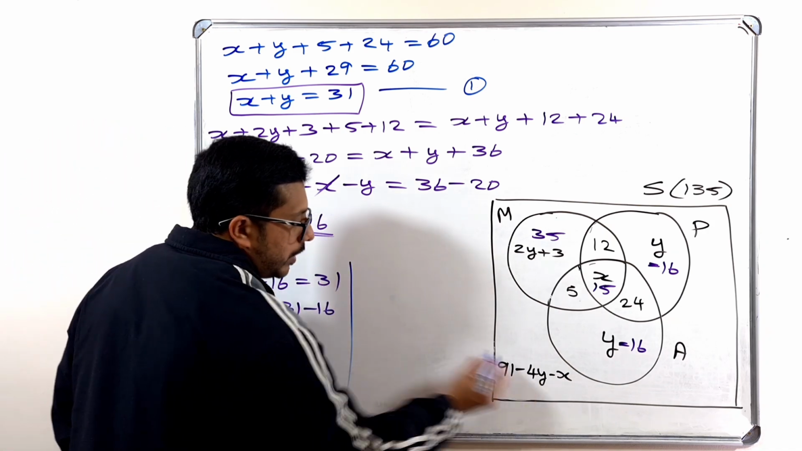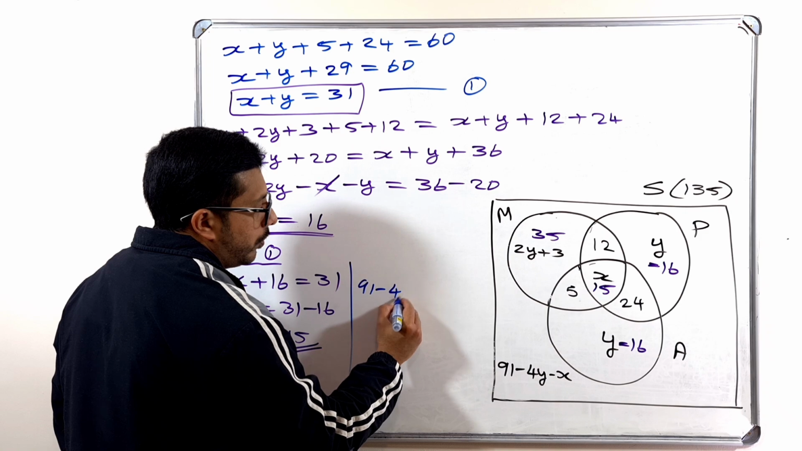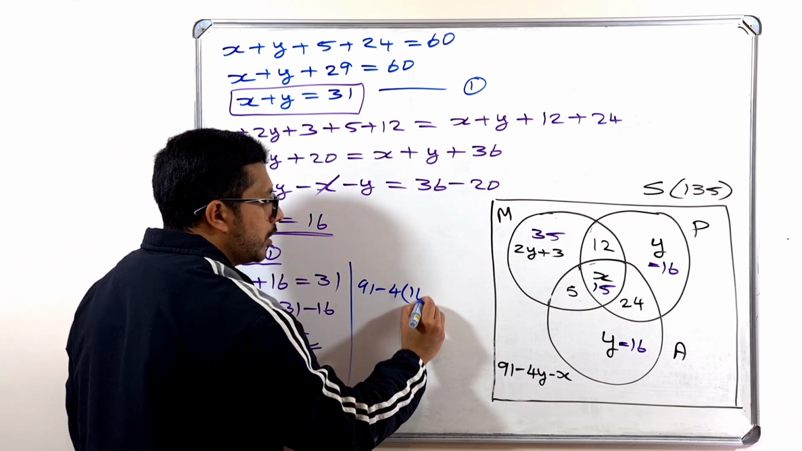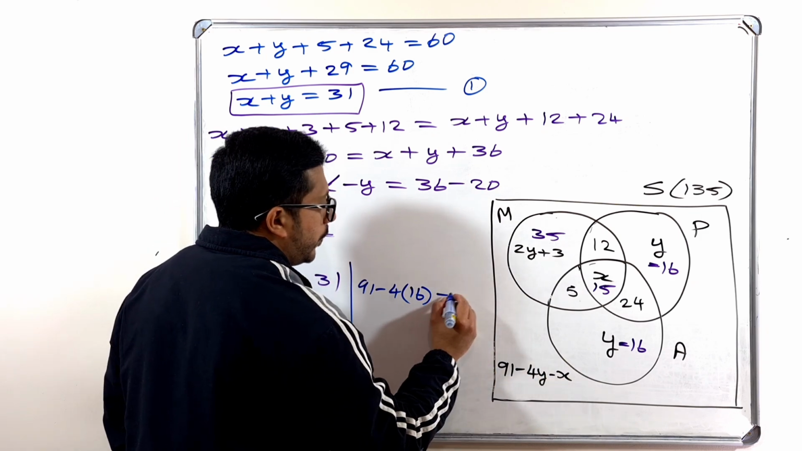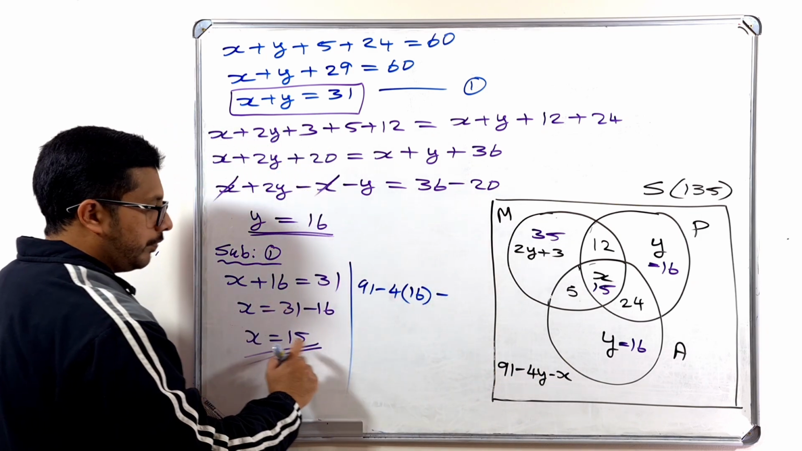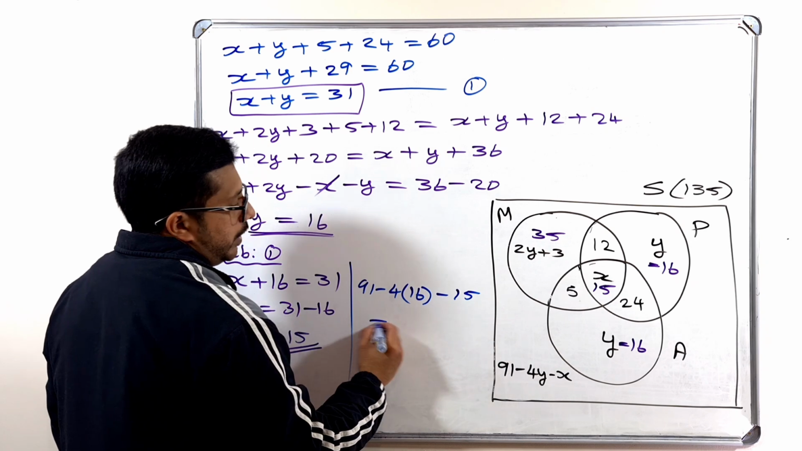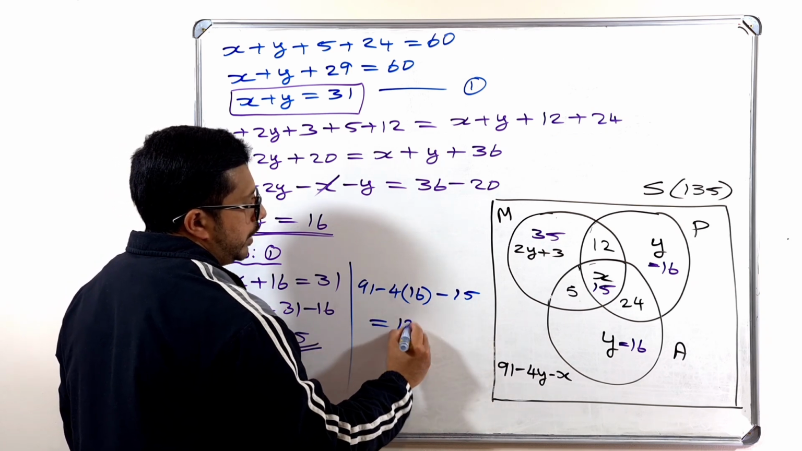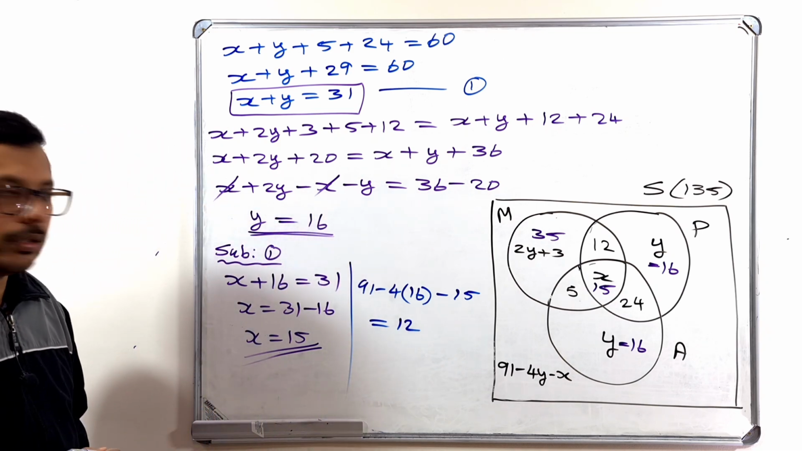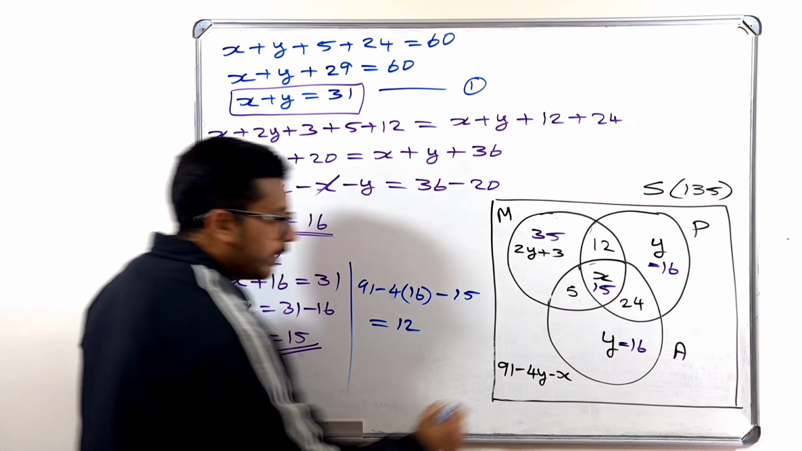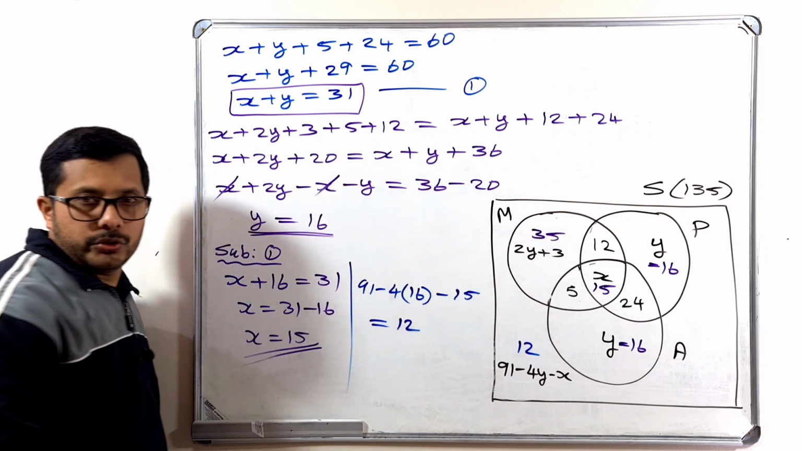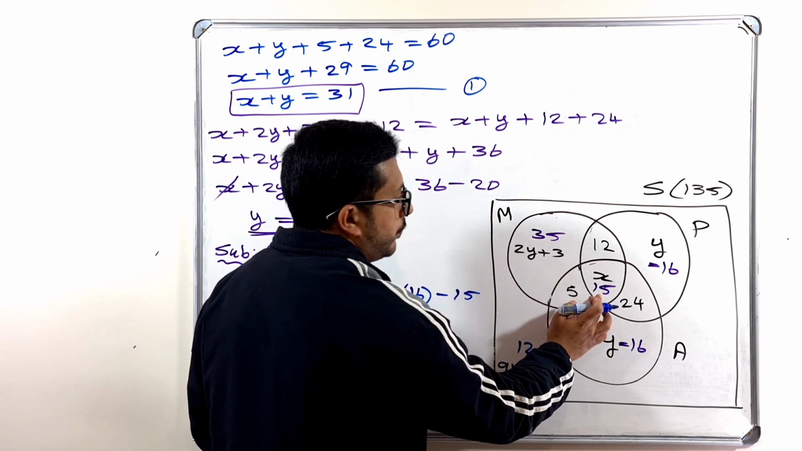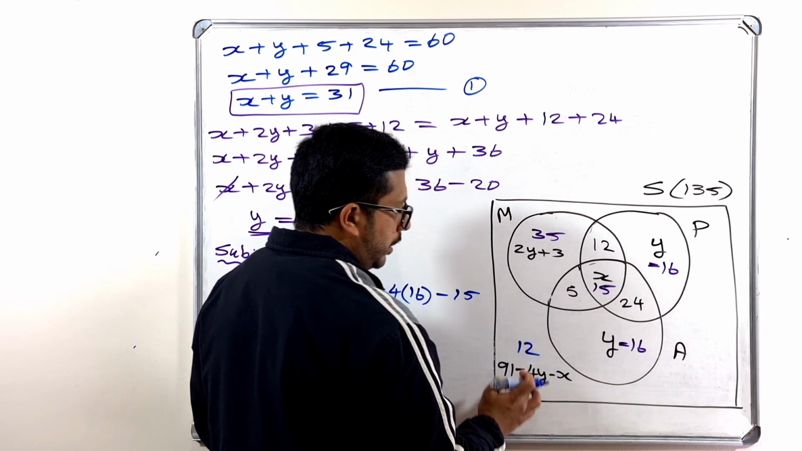So this one is 91 minus 4 into, what is y? y is 16. So 4 into 16 minus x, what is x? 15. So you can check in your calculator. 16 minus 15. You can check in your calculator also. Is it correct? I got the answer as 12. So it means that the outside number is 12. Now we have all the numbers: 35, 15, 16, 16 and 12.